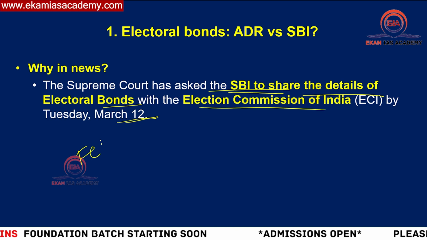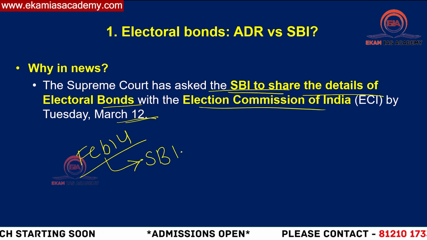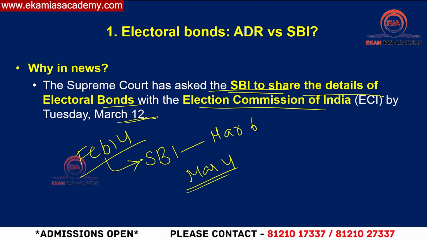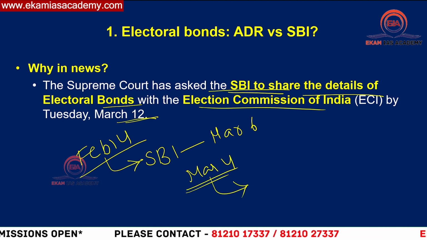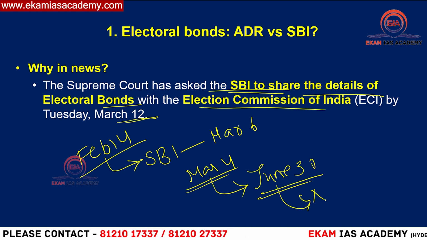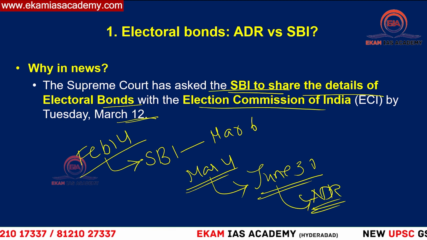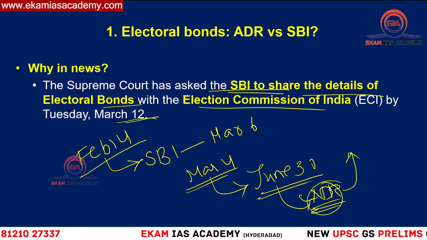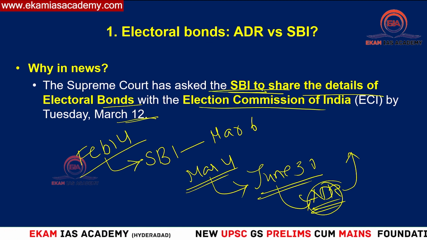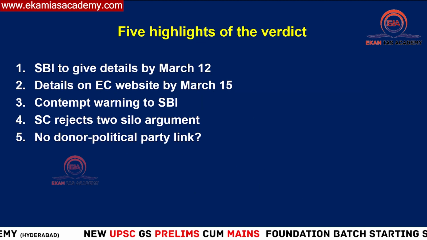When the scheme itself was scrapped in February, at that point SBI was asked to disclose information by March 6th. But subsequently, on March 4th, SBI filed a fresh petition saying they cannot disclose and wanted to extend this deadline to June 30th. In light of this, ADR again filed a fresh petition asking that in case there is a delay in disclosure of this data, that may threaten the coming elections, and they subvert the election procedure. That is why they approached, and the Supreme Court today has clearly said SBI will not be given any deadline. So in this context, we'll understand the 5 key highlights of the verdict.